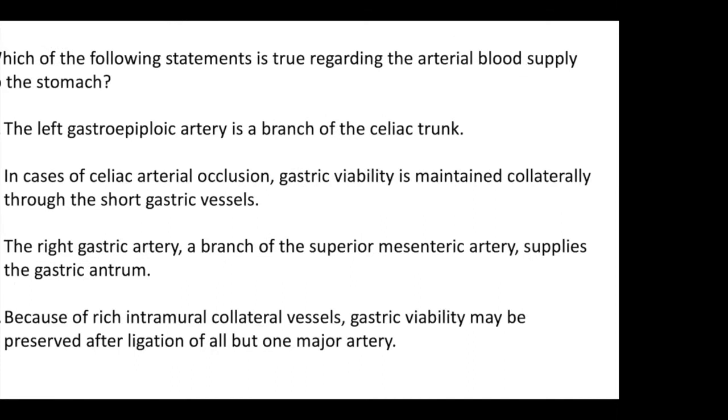Which of the following statements is true regarding arterial blood supply to the stomach? Left gastroepiploic arteries branch with the celiac trunk. In cases of celiac occlusion, the stomach is supplied collaterally through the short gastrics. The right gastric artery, a branch of the SMA, supplies gastric tissue. So it's not A or C.